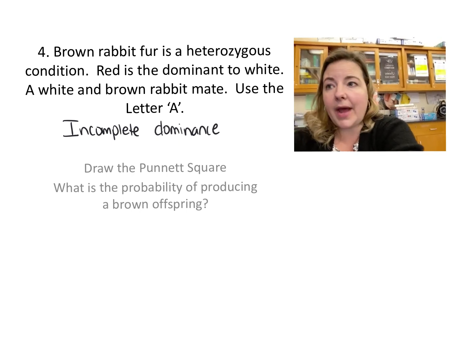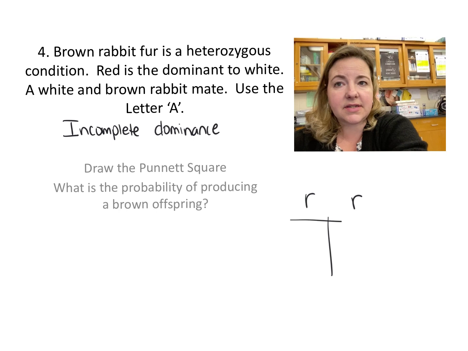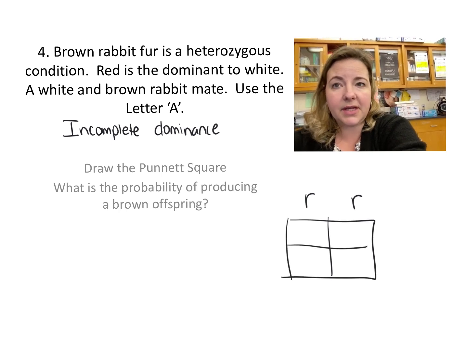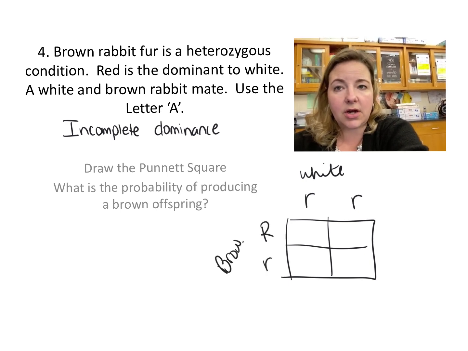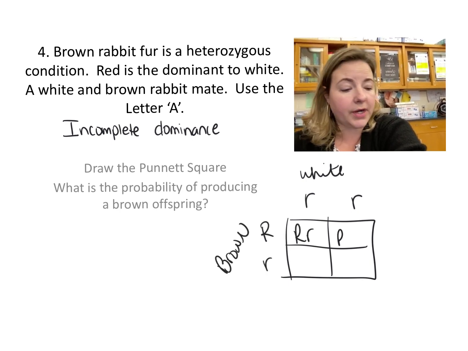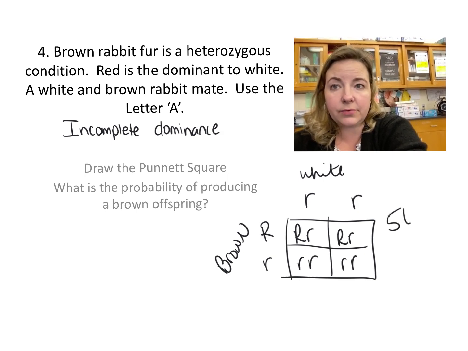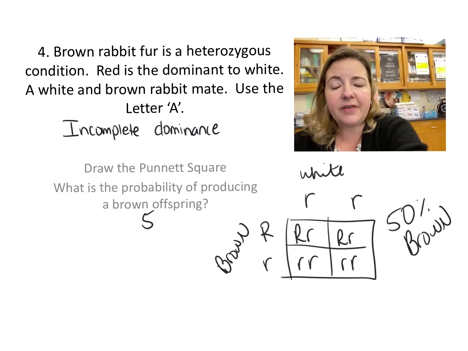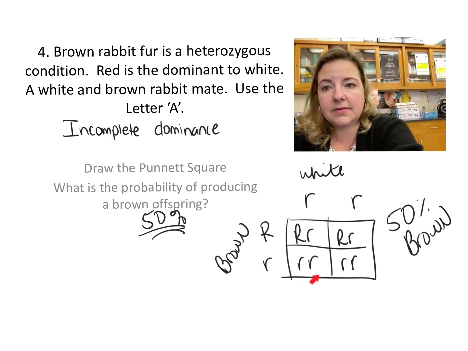So the white rabbit would be lowercase r, since red is dominant, and our brown rabbit would be heterozygous, so capital R, lowercase r. And when we draw the Punnett square, we're going to see that 50% of the boxes will be heterozygous, so we will have a 50% chance of having brown offspring. The other 50% will be white.